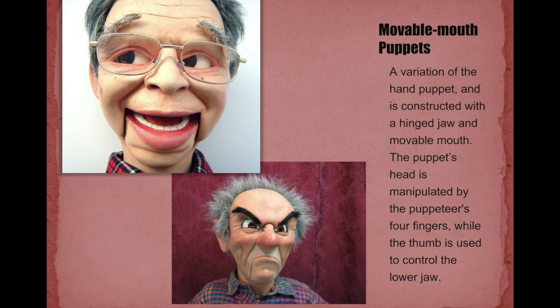All right, we have movable mouth puppets. A variation of the hand puppet is constructed with a hinged jaw and movable mouth. The puppet's head is manipulated by the puppeteer's 4 fingers, while the thumb is used to control the lower jaw.